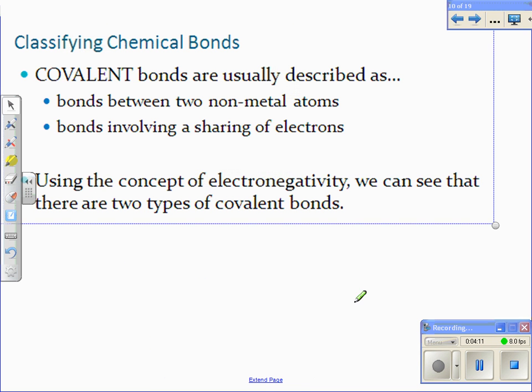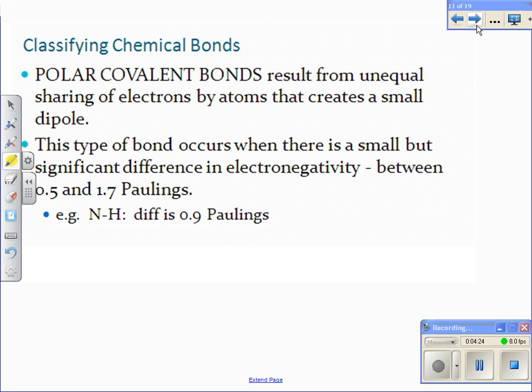Covalent, really the start of it, you should know, is two nonmetals bonded together. It's a sharing of electrons. We can actually figure out two different types of covalent bonds based on that. A polar covalent bond is an unequal sharing of electrons, and it creates a dipole. Dipole is another name for a molecule that is polar. It has a positive and a negative end. Basically, this occurs when there's a small but significant difference in electronegativity, between 0.5 and 1.7 Paulings. Example, if you took nitrogen and hydrogen and subtracted the two values, the difference is 0.9, therefore it is considered to be a polar covalent bond.